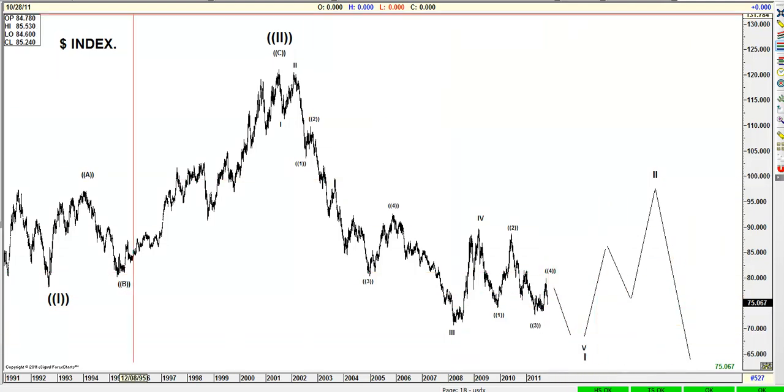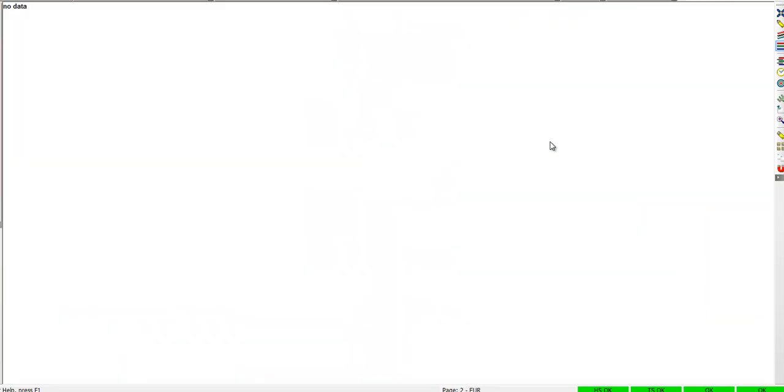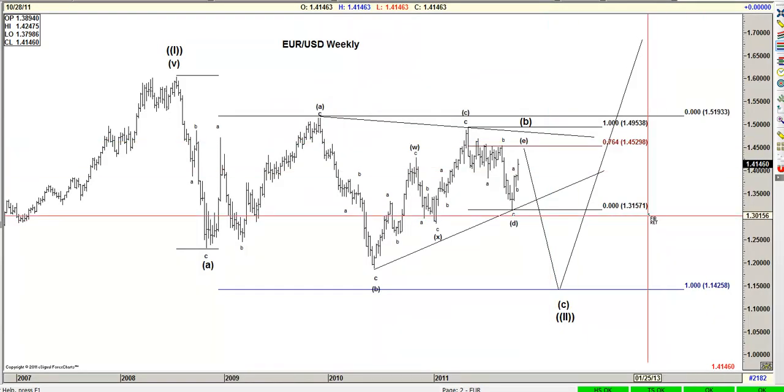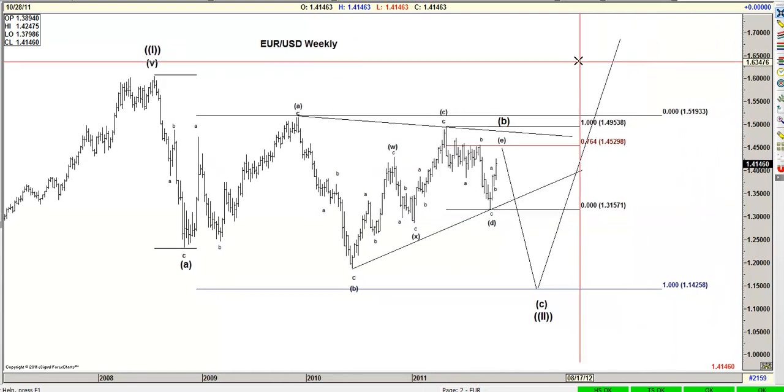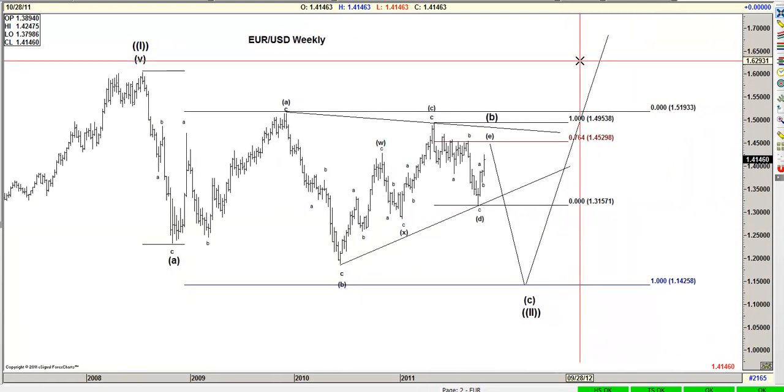Now, let's move on to the euro. On the euro, we're going to start with this scenario. This scenario is the most bearish on the euro. This is the one that goes with the nest within the US dollar.